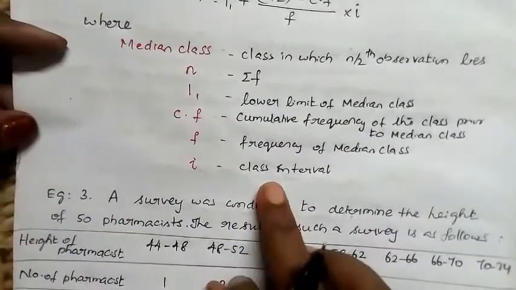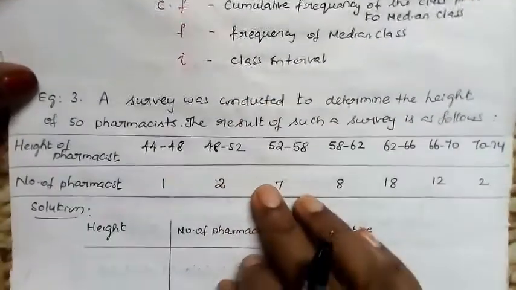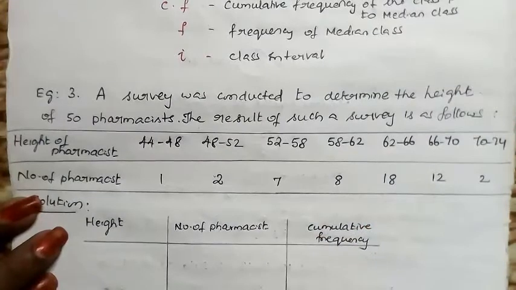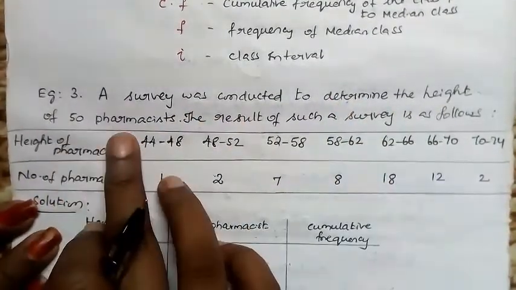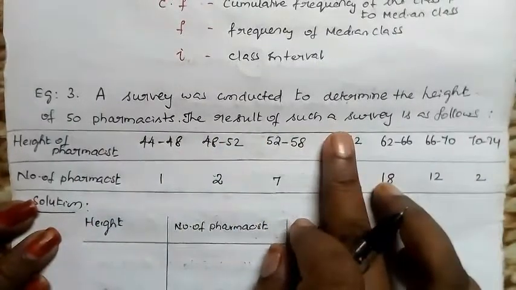Let us see how to calculate the median with an example here. Here is the example to find out the median for grouped data, which is metric continuous. A survey was conducted to determine the height of 50 pharmacists. The result of such a survey is as follows.